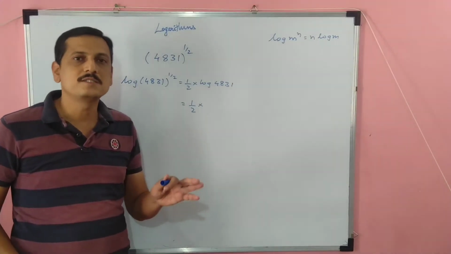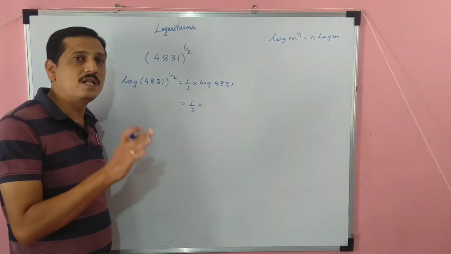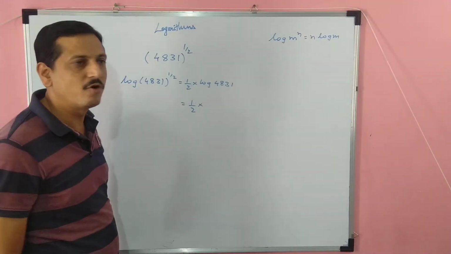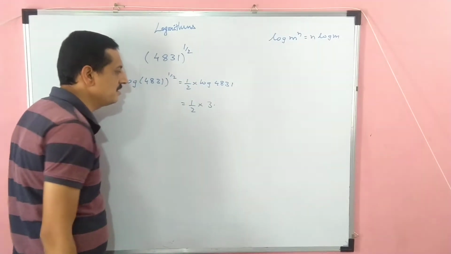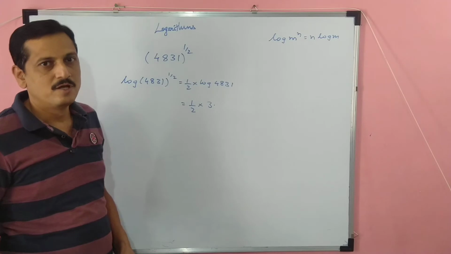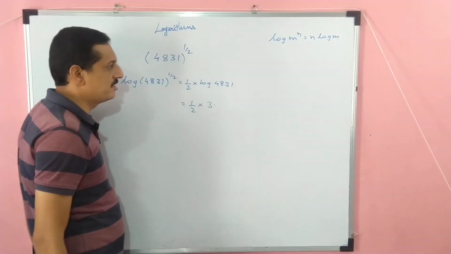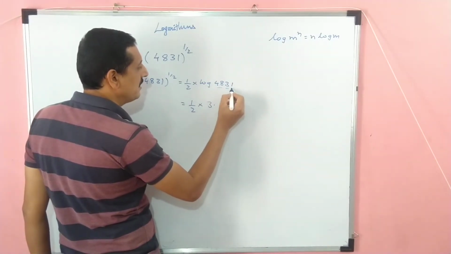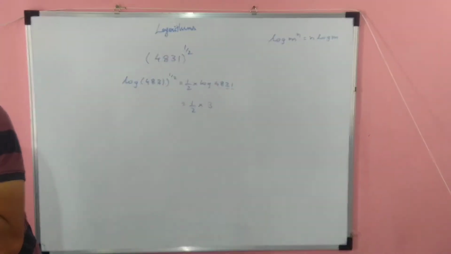Because the value is greater than 1, the characteristic is 1 less than the number of digits before the decimal point. There are 4 digits, so the characteristic is 3. Now, students, we have to check the mantissa. For mantissa we require 4 digits. How to read this for mantissa? 48 in 3, difference is 1. So for this we have to use the logarithm table.